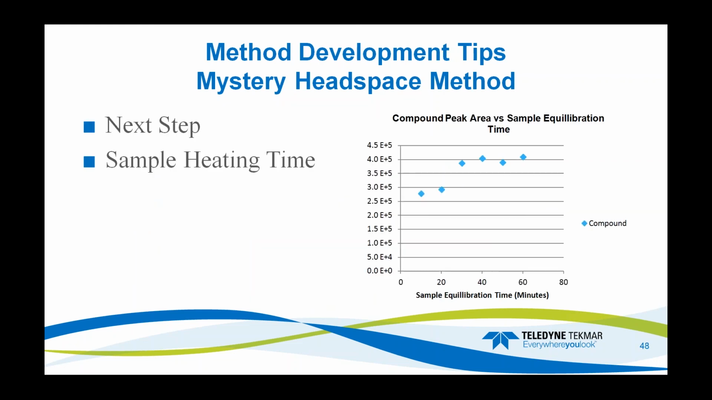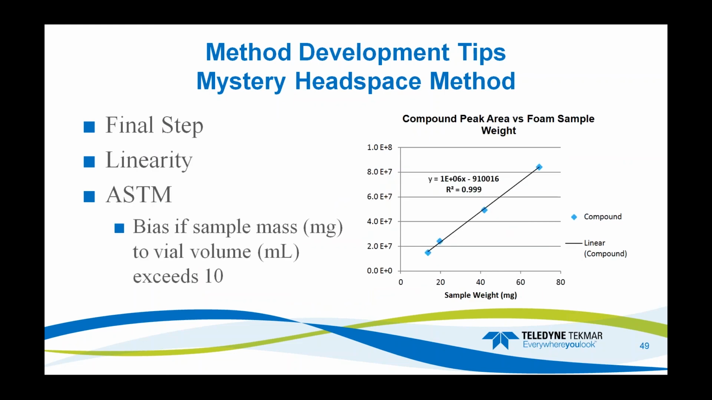The next step in this mystery headspace method was, what about sample heating time? So we took a standard heating time that we found in the process and ran it by changing the sample equilibration time in steps. As you can see here, we found that at about 30 to 40 minutes, we had already reached that equilibrium. So we put that into a method.